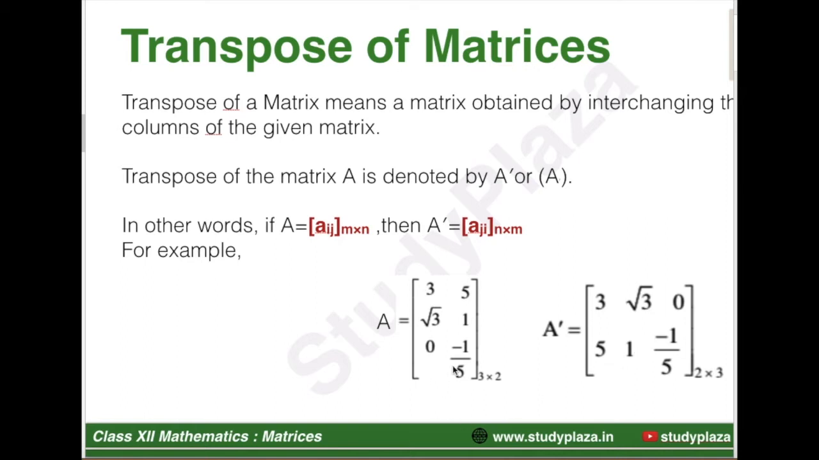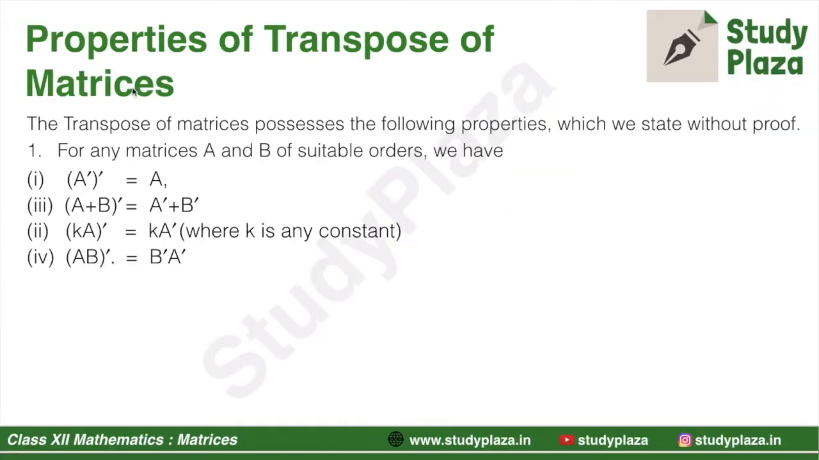Similarly we can change the third row to the third column. So the order of matrix A is 3 into 2, while the order of matrix A dash will be 2 into 3, that is, rows have changed to columns. Hope you have understood the meaning of the transpose of matrices clearly. Let us now discuss the properties of transpose of matrices.